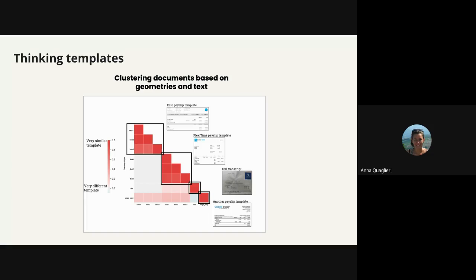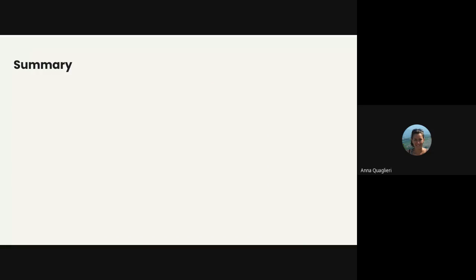I've thought about, for example, a score where you have very similar templates or very different templates. Here I simulated different payslip types and flexi time to see how these different scores would work. So this brings me to the summary of my talk, and I'll then see if there are some questions.